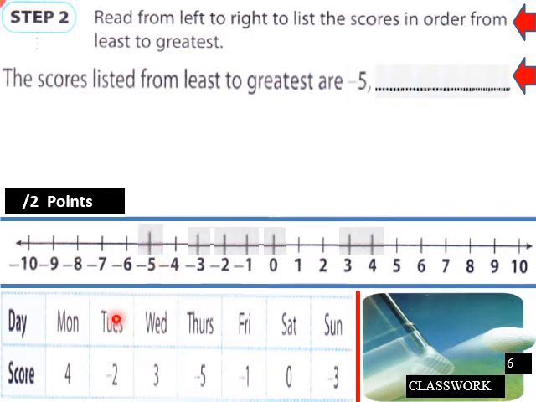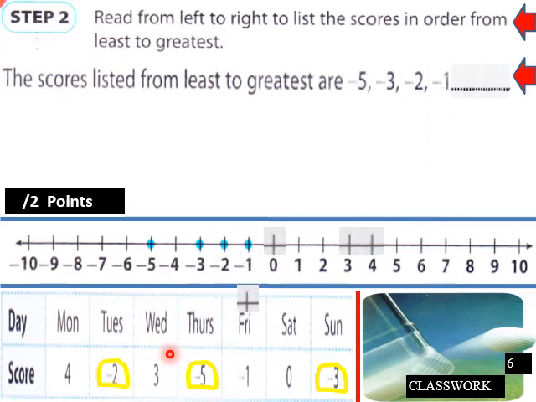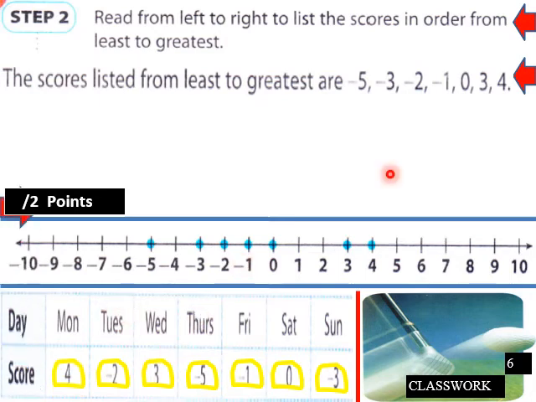So the scores from the least to greatest are -5. There's -5 here on the number line. And then we have -3. And then we have -2. -1. That means he's under par. And then 0 would be par, and then 3, and then 4. So those are his scores there, and they've all been plotted on the number line.